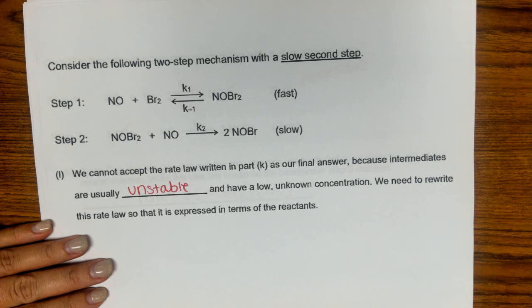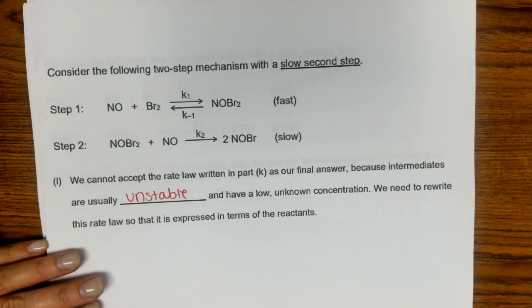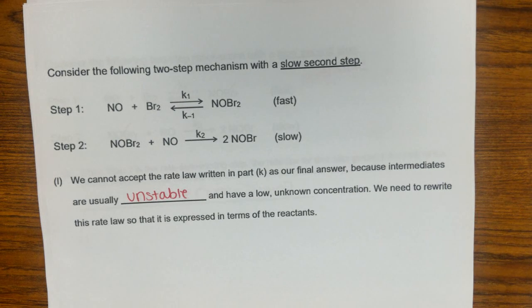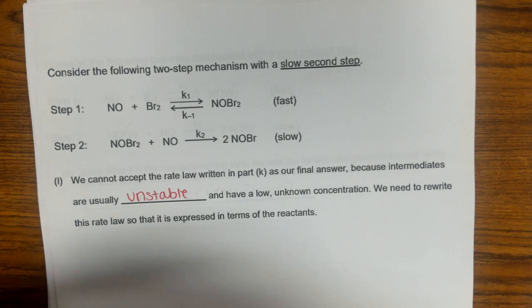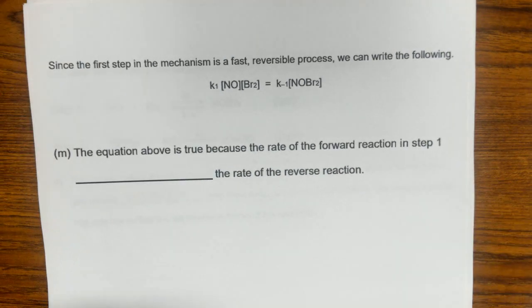But you can't just take out the intermediate and make it NO2 squared, because I can tell you right now that's not going to be consistent with your experimental data. And so instead we need to look at the other parts of the reaction to figure this out. But you can't have an intermediate in your final rate law. You also can't just not write the intermediate. That doesn't work either.